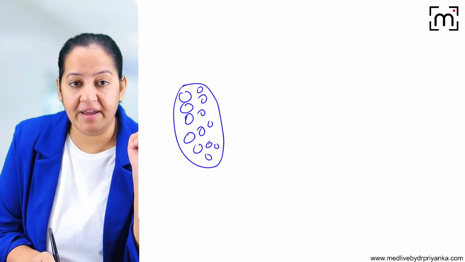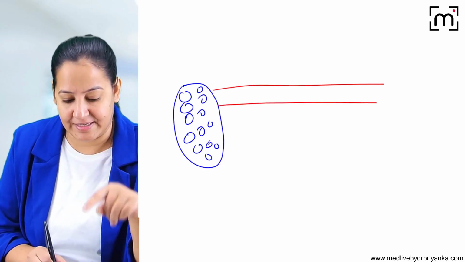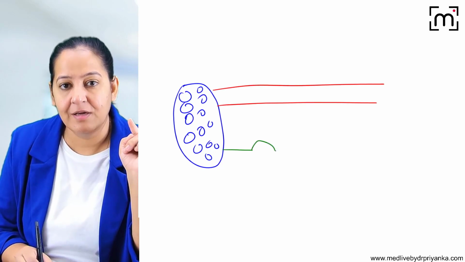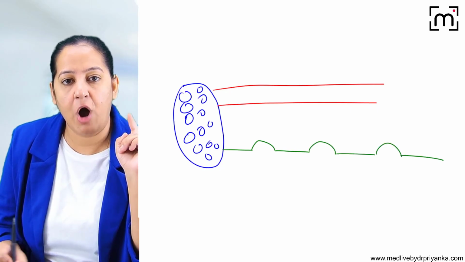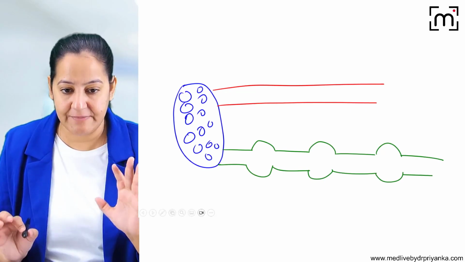Now it can spread via blood. This is a blood vessel. And it can spread via lymphatic. So let me draw a lymphatic vessel. What do you mean by lymphatic vessel? How is it different from the blood vessel? This is a lymphatic vessel.